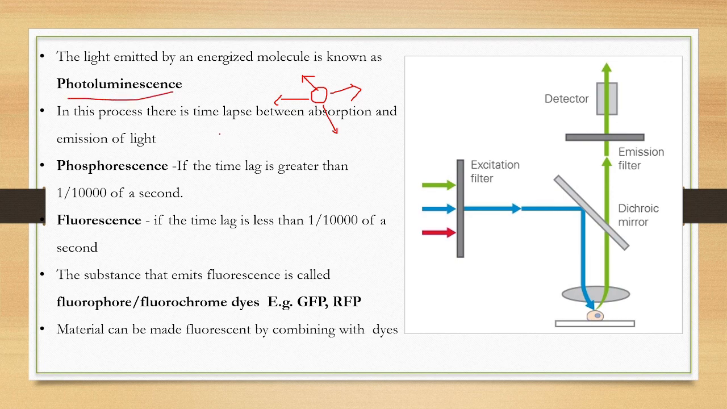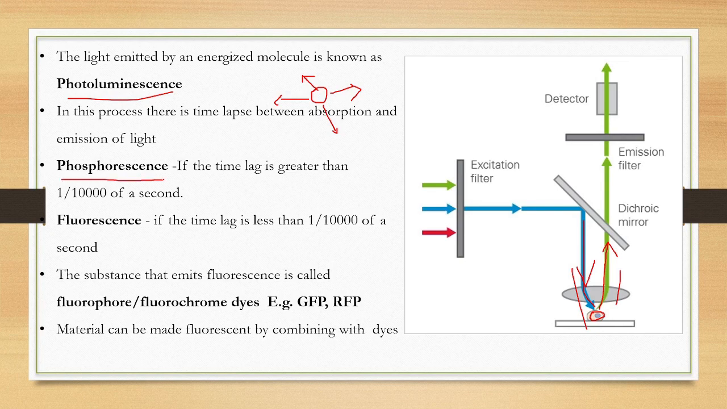In this process, there is a time lapse between the absorption and emission of light. For example, this is the specimen, the object, and this is the light. The light is absorbed by the specimen, and after a fraction of a second, it emits light of a different wavelength. So there is a time lapse between the absorption and the emission of light.